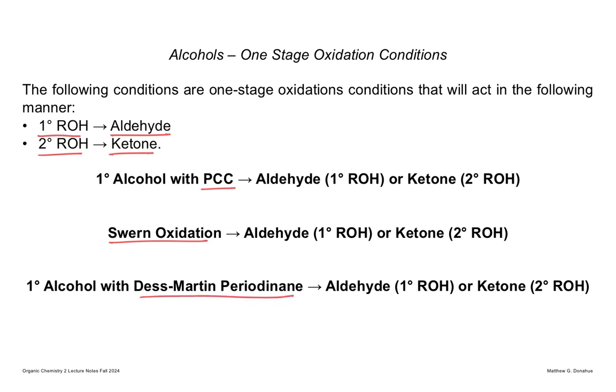PCC is a reagent, pyridinium chlorochromate. You'll see the structure on the next slide. Swern oxidation and Des-Martin periodinane, those are the names of the people that discovered those conditions. And so there's stuff in there rather than referring to the specific reagent.